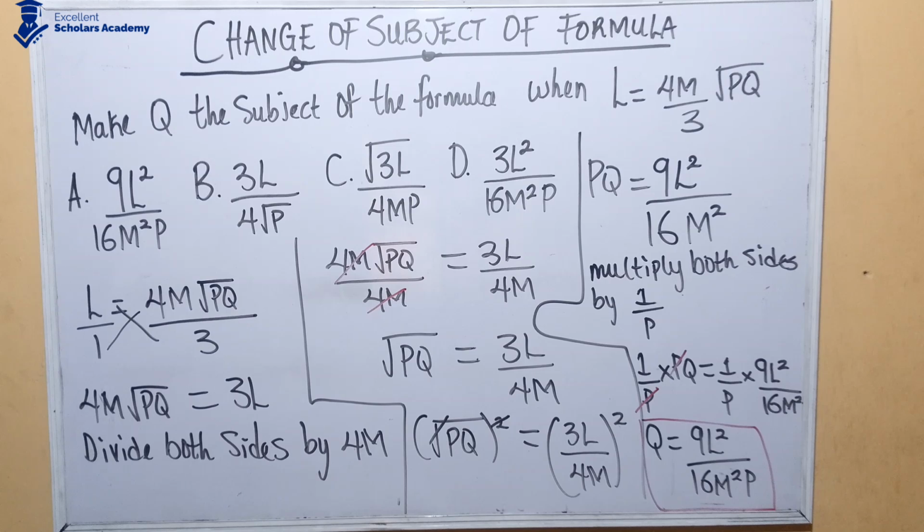So which of these options correlates with this? That is option A. So option A is our answer. 9L squared over 16M squared P.